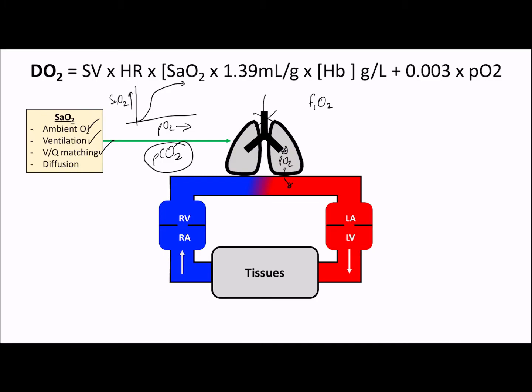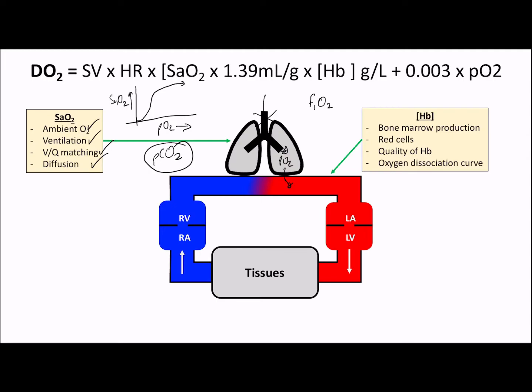Another important aspect is diffusion. But we know that in normal human beings without any pathology, that blood gas barrier is very thin. So that really isn't an impairment at all. Okay.